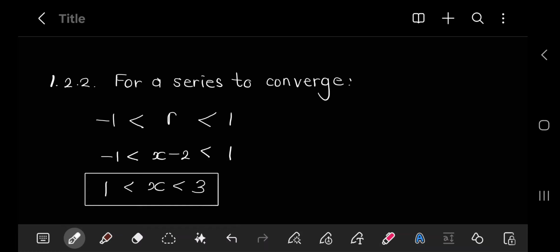And you guys, what does it mean if the series converges? It means that we get a sum to infinity. It means that after a certain point of adding terms, the sum does not change. So we are done with this question.